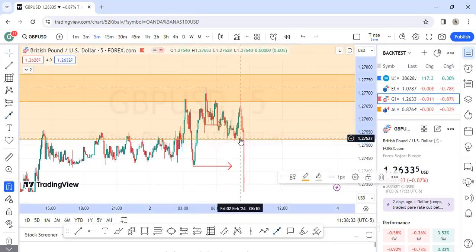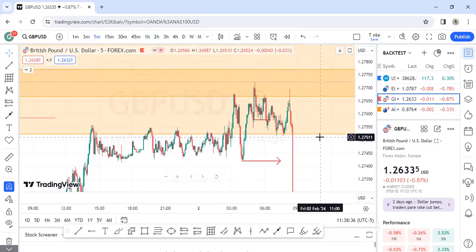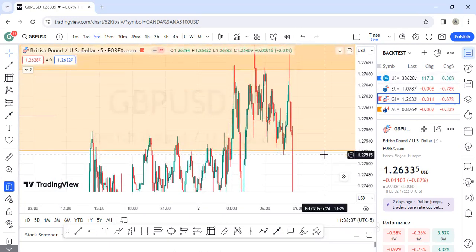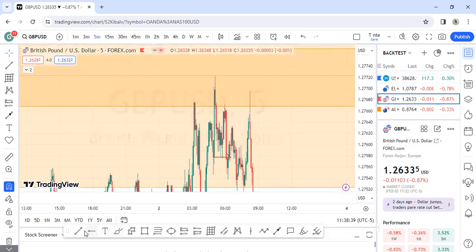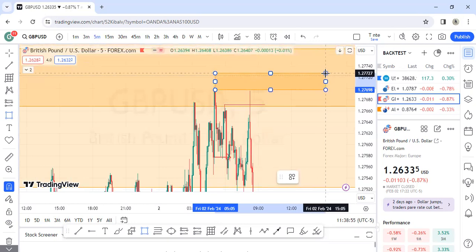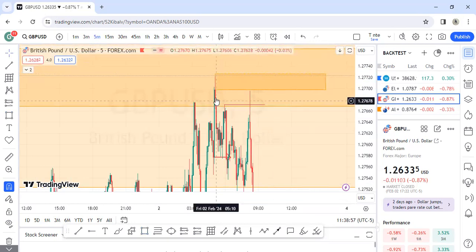And not only that, we had an inducement form on the 5 minutes as well. So can you see how these things are lining up? I had another inducement form here. See the inducement. Remember that last pullback before the original zone. And then what do we have here? Another supply zone. So you can see another supply zone was printed here. Although the market did not tap it properly, but that was it.